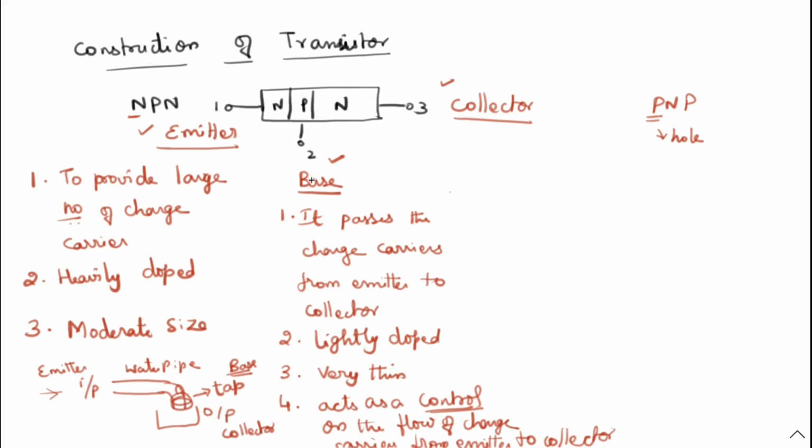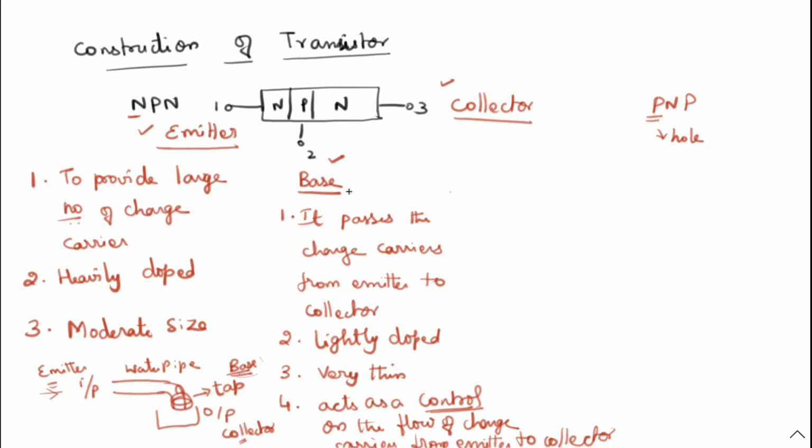So the base acts as a control on the flow of charge carriers from emitter to collector. So now you will get a clear idea about what the function of the base is. It is able to control the flow of charge carriers from emitter to collector, right? So this is the main function.